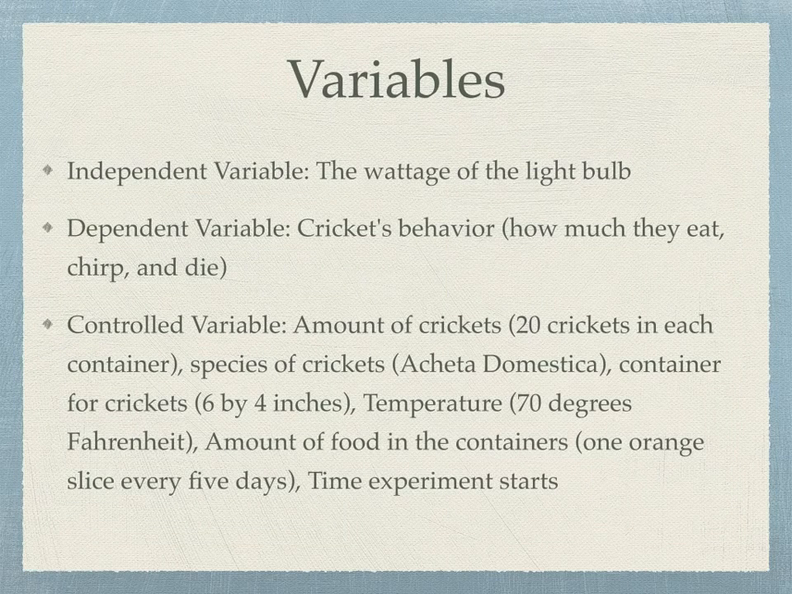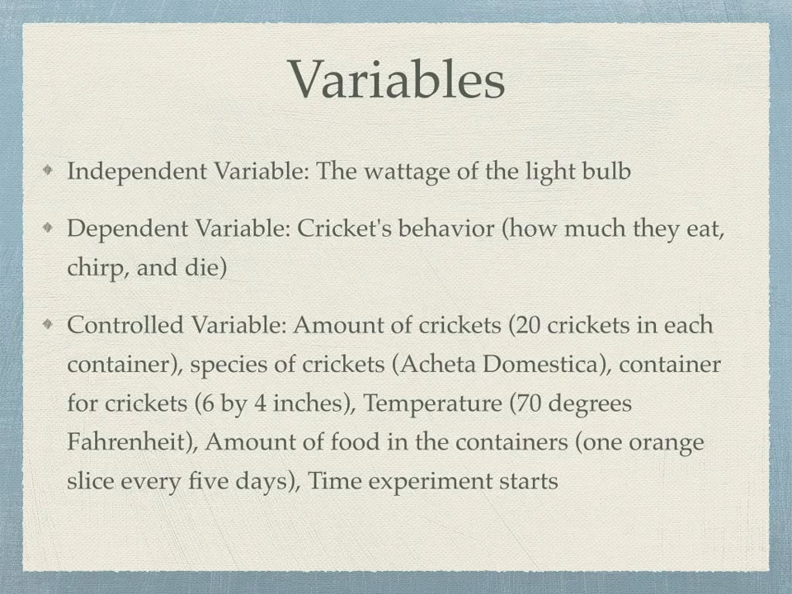So the variables in this experiment are, first off, the independent variable, which is the wattage of the light bulb. And there is only one because only the light bulb is affecting the crickets. That's different from each one. And then the dependent variable is the cricket's behavior, which we measured by how much they eat, chirp, and die.